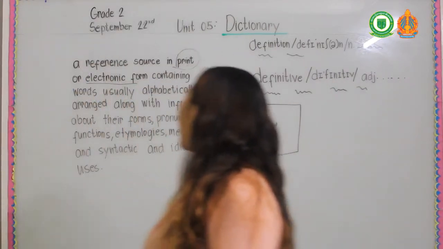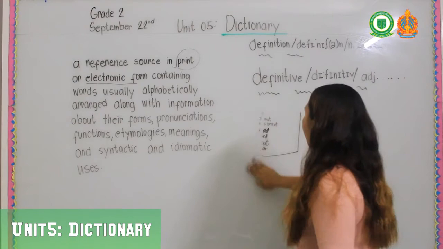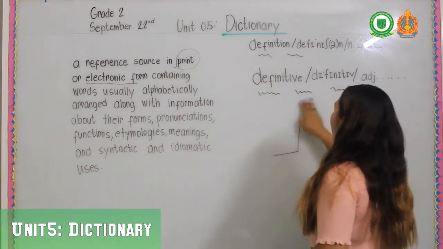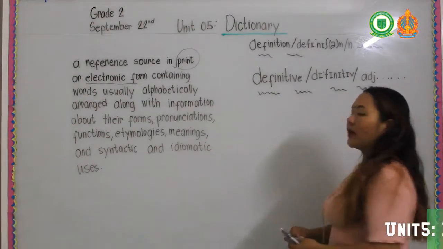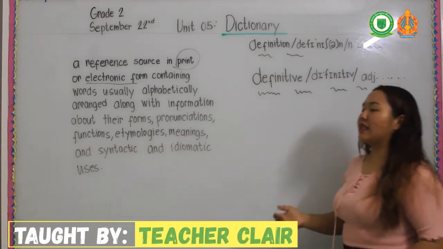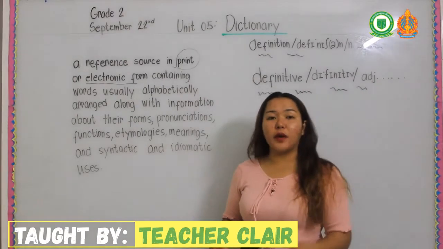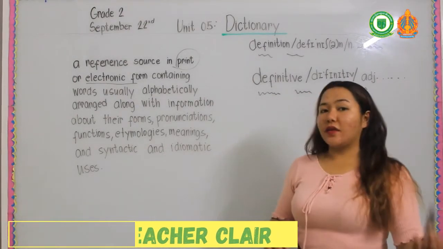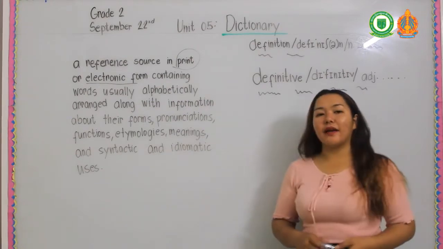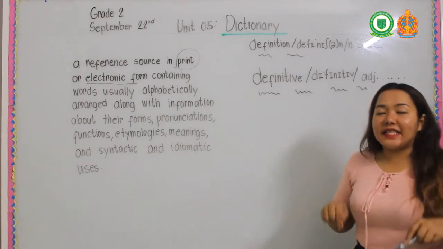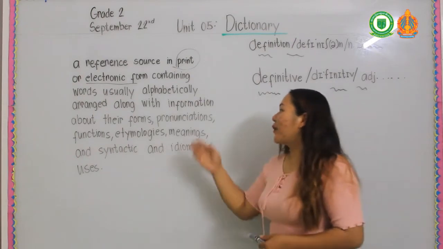Alright, next it says here about their forms. So what are these forms? So it can be, what is this word? Is it a noun? Is it a verb? Is it an adjective? And so on and so forth. Those you don't really have to dig deeper into right now.